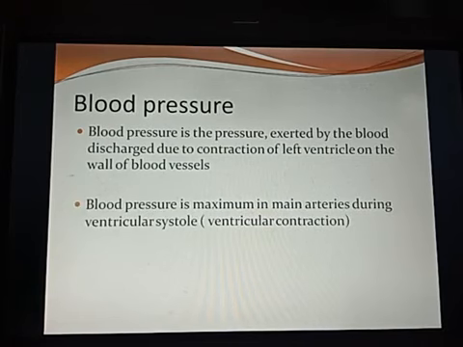Blood pressure is maximum in the arteries during the ventricular systole, that is, ventricular contraction. When the ventricles contract during the ventricular systole, the blood pressure will be maximum in the arteries.